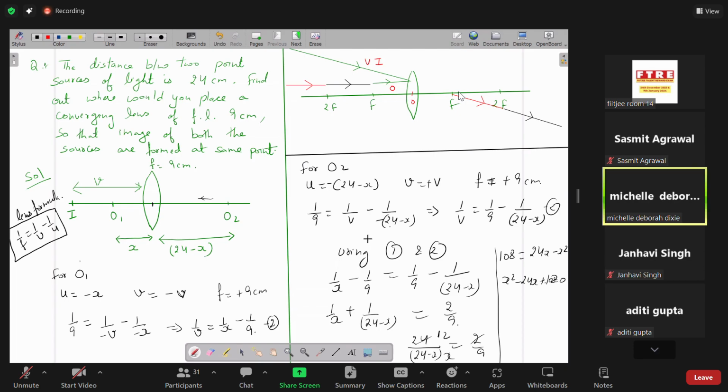Ma'am, for the power of optical devices, for lenses it will be positive only? Positive 1 by f, yes. For lenses it is positive 1 by f, and for mirrors it is negative 1 by f. Yes, ma'am.